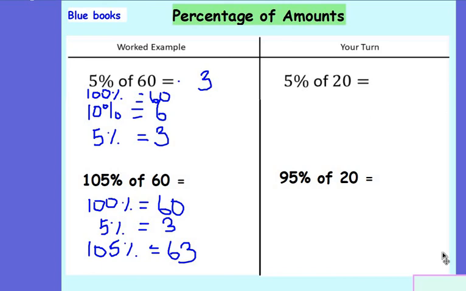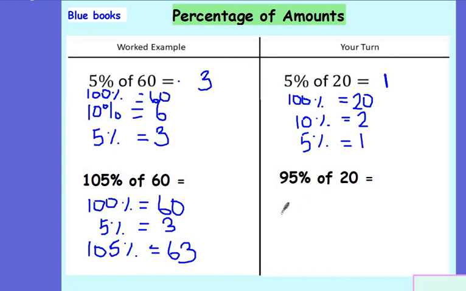Let's go through some answers. So 100% of 20 is just 20. 10% can be found by dividing by 10, which gives me 2. And 5% can be found by dividing that by 2, which gives me 1. So 5% of 20 should have been 1.